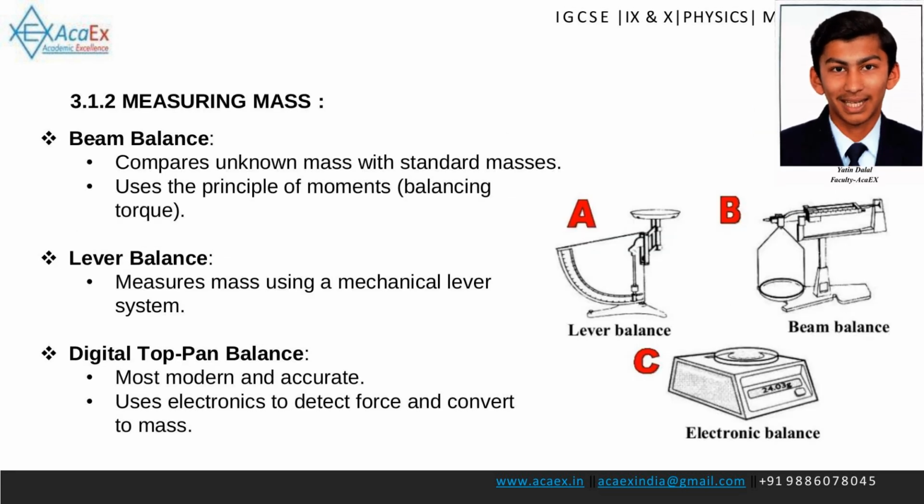Measuring mass. Beam balance: this compares an unknown mass with standard masses. It uses the principle of moments, which involves balancing torque. Lever balance: this measures mass using a mechanical lever system. Digital top pan balance: this is the most modern and accurate method. It uses electronics to detect force and convert it to a mass reading.